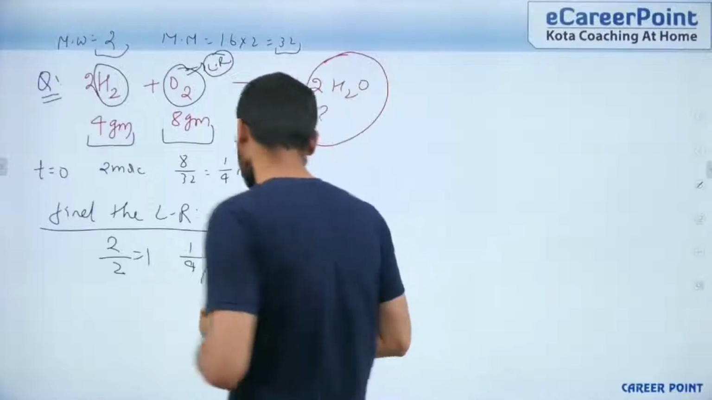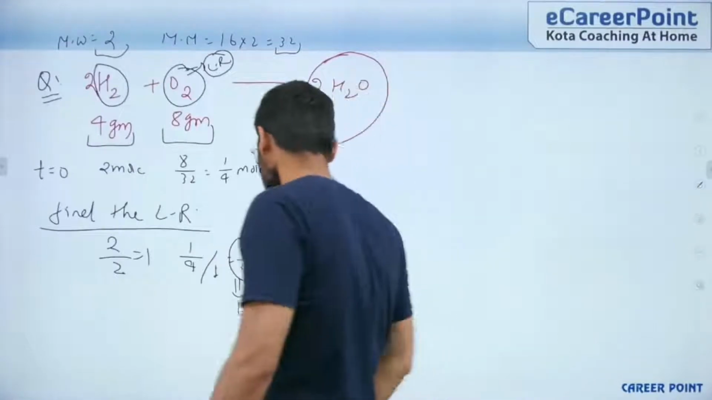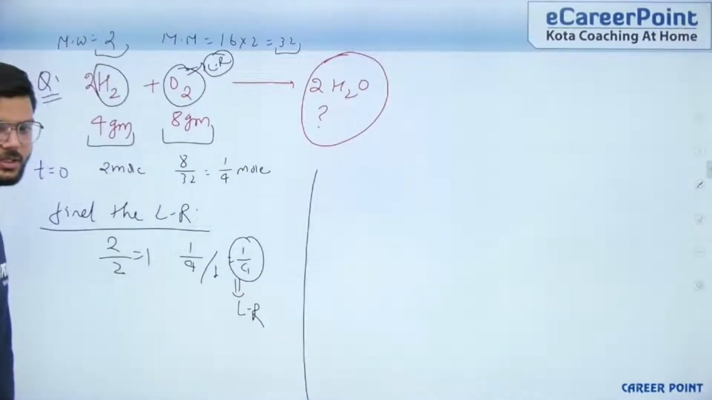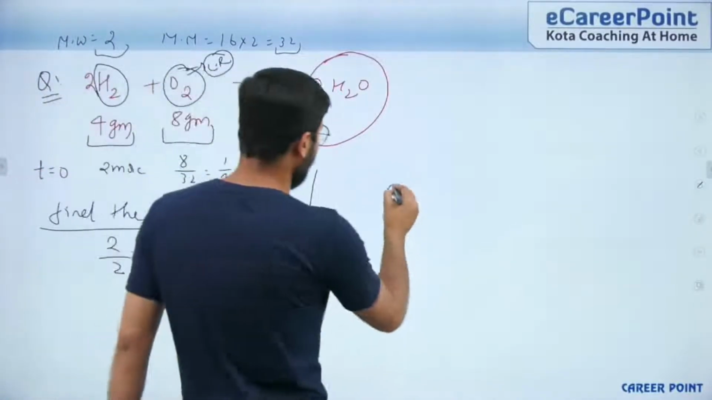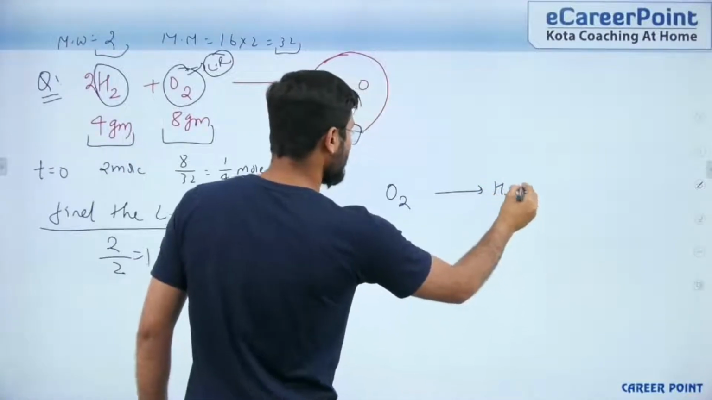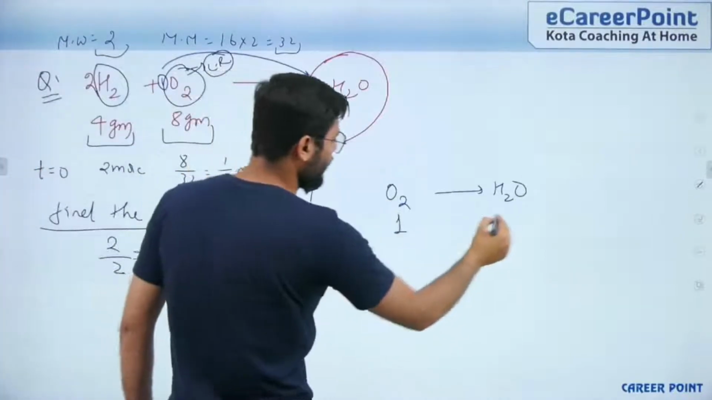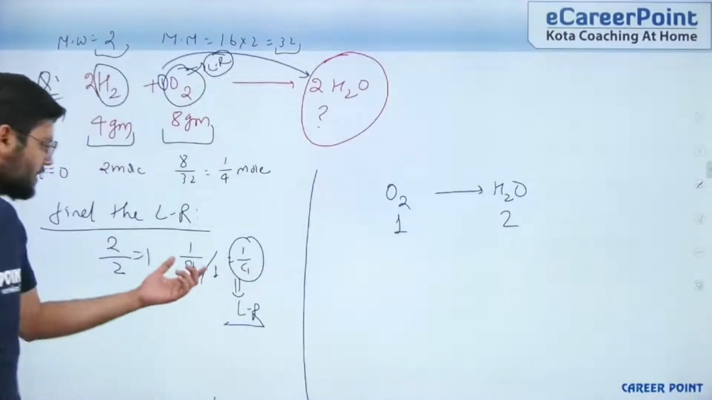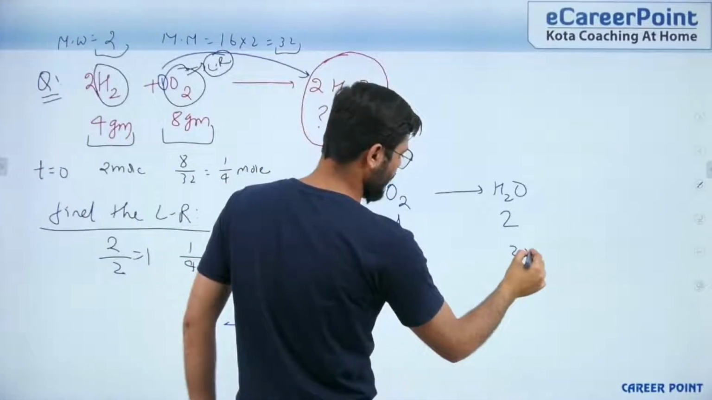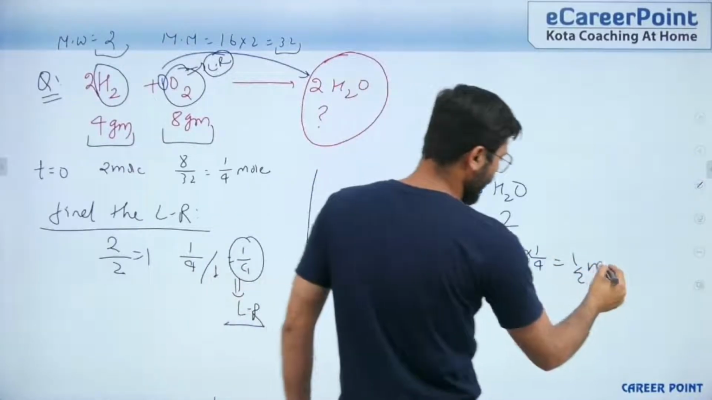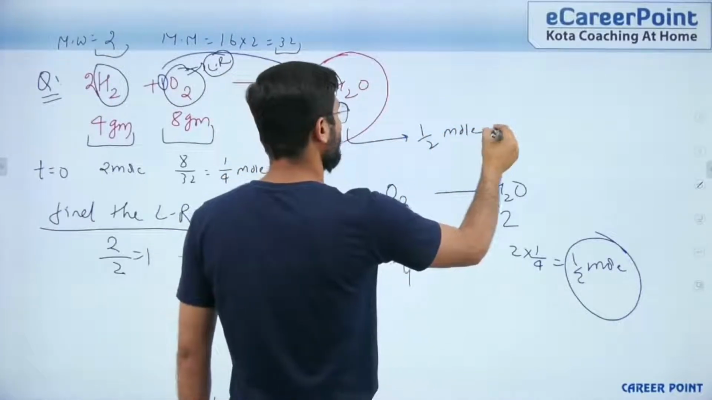So my dear students, let's see how to do it further. This is the limiting reagent, so I can do directly with the oxygen to the water. From the stoichiometry, I have information that 1 mole of oxygen is going to form 2 mole of water. And how much oxygen do I have? 1 by 4 mole. So 1 by 4 mole of oxygen is going to make 2 into 1 by 4, which is half mole of water.